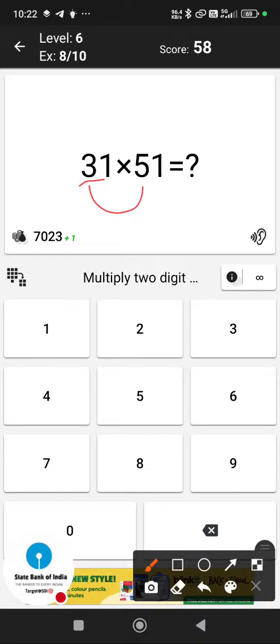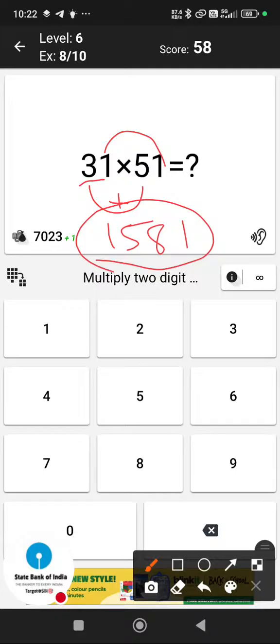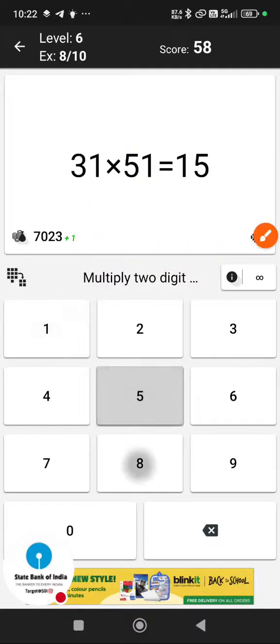3 5 times, which will be 15, and sum of these two, 3 plus 5, which is 8, and unit digit is 1. So the answer will be 1581.